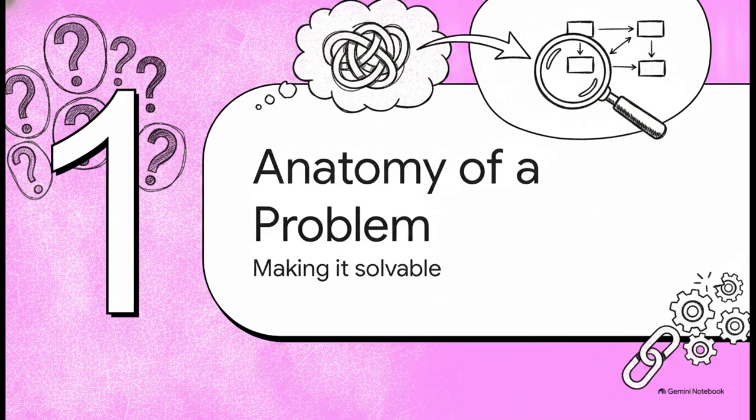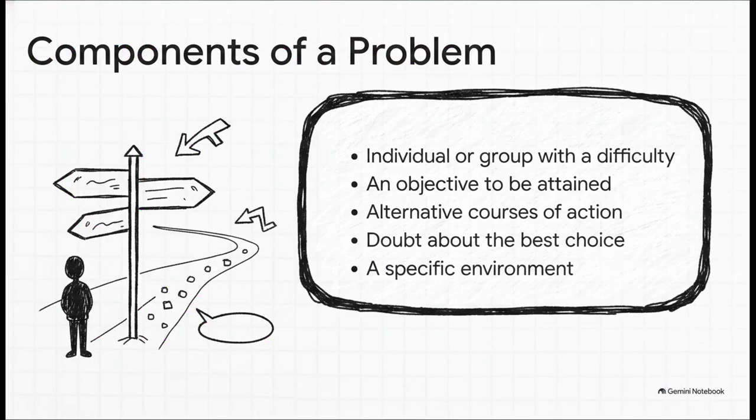What makes a problem actually solvable? Well, according to the material, a problem technically only exists if it hits these 5 specific conditions. First, you need an individual or a group facing an actual difficulty. Second, you need an objective you're trying to hit. Third, you must have at least 2 alternative courses of action to reach that objective. Fourth, there has to be actual doubt in your mind about which course is best. And finally, all this has to take place within a specific environment.